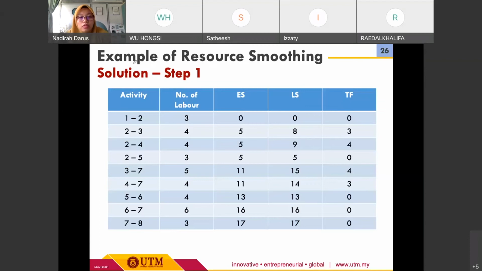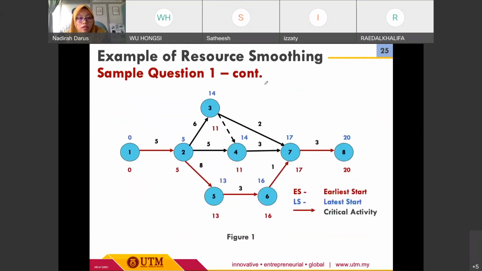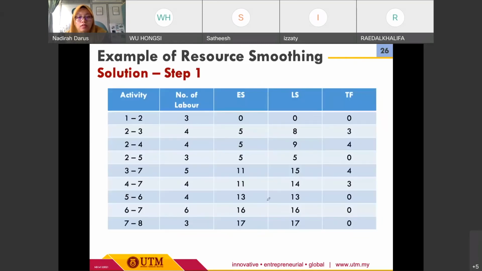All right. Based on the given information, we can do a summary here with the combination of this table and the network diagram. So activity and number of labor are just extracted from the given table. Then for the first step, we need to consider ES and TF. Just extract all of the information from this network and convert it into this table as the first step.